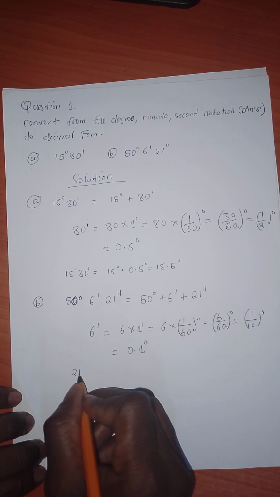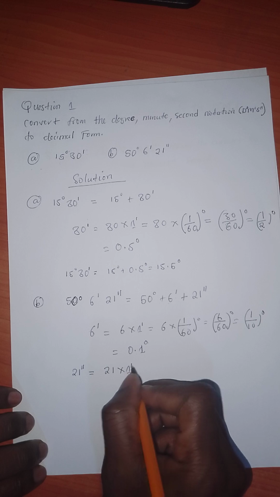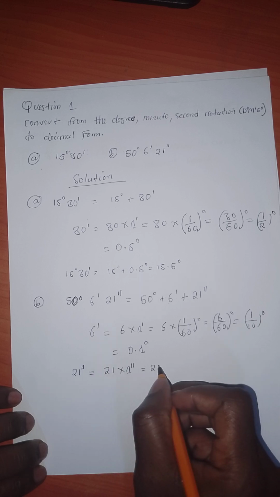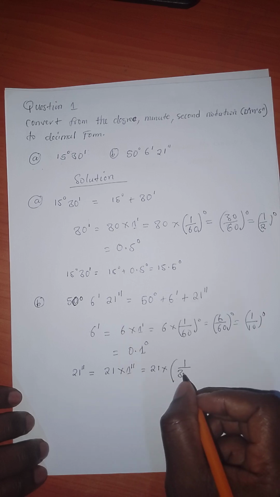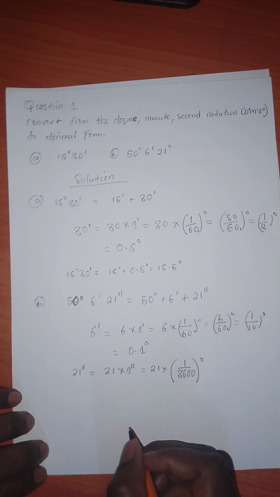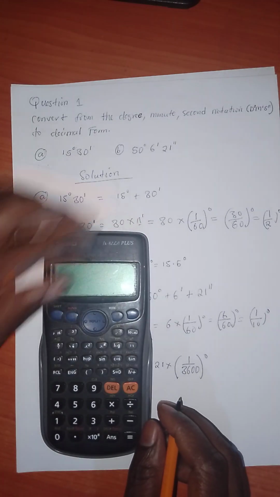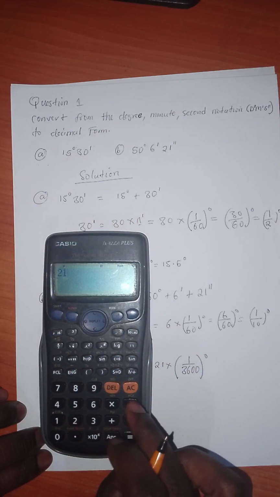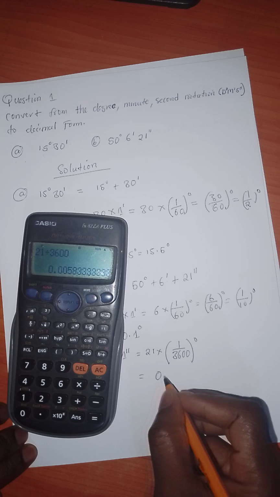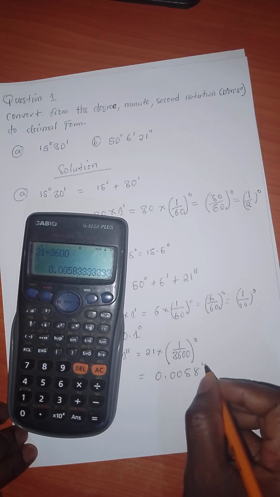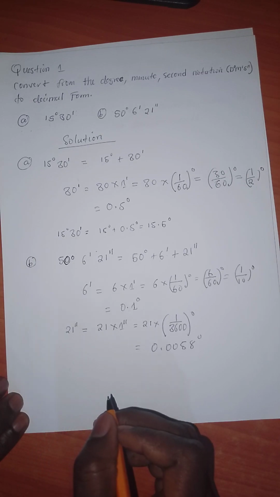Let's convert now the 21 seconds, which will be equal to 21 multiplied by 1 second. We all know that 1 second is equal to 1 over 3600 degrees. Dividing this, let me get my calculator. That is 21 divided by 3600, which will be equal to 0.0058 degrees.